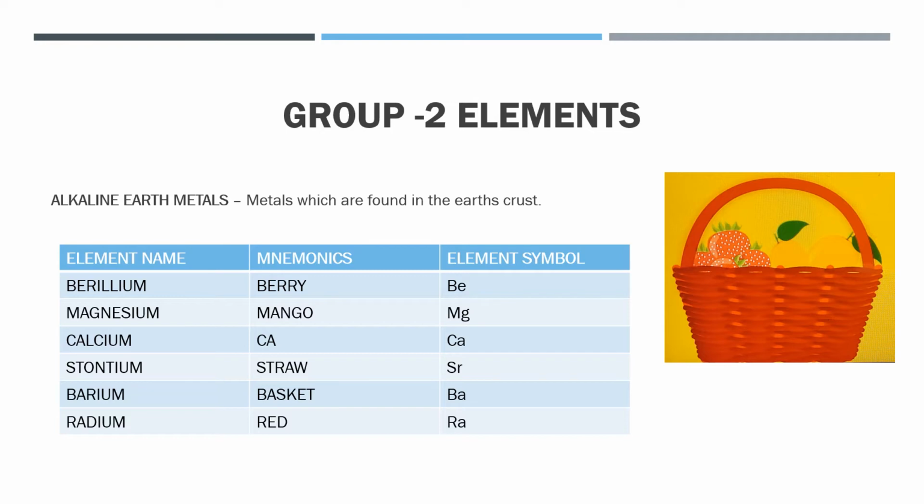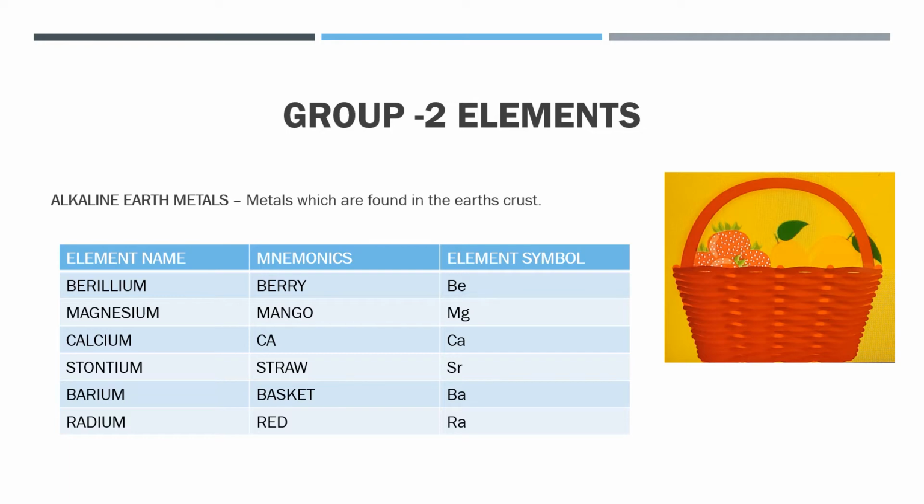The mnemonic for this is Berry, Mango, Straw, Basket, Red. As you see in this picture, the strawberry is the berry, mango is there, and there is a straw basket which is in red color. So the basket is made up of straw and is red in color. So this is the mnemonic for this group.